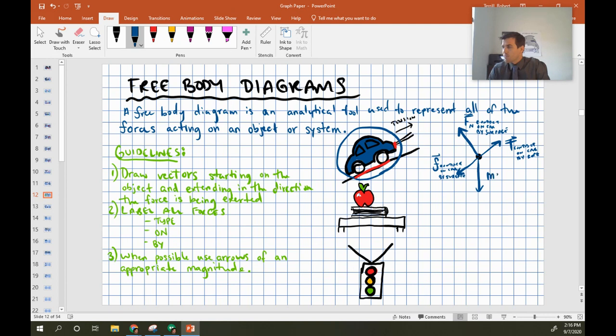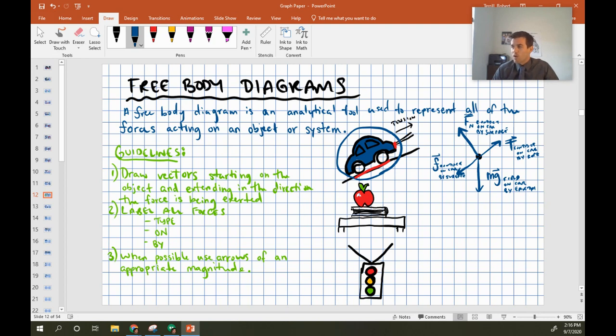So I'm going to do mg here because I just always write it as mg. And then this is the field force. It's acting on the car, and it's by Earth. Okay, so there's the free body diagram for this car.